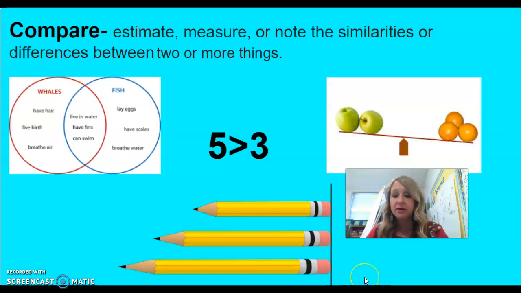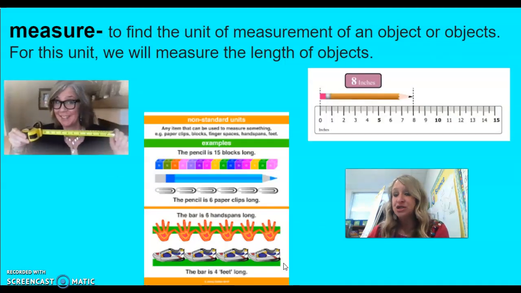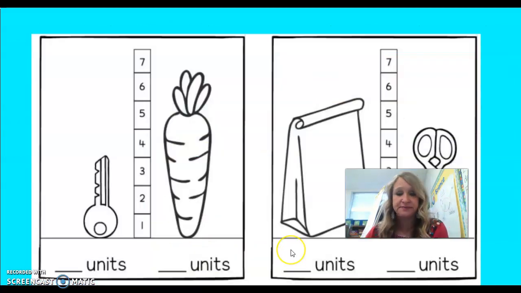Compare. Say compare. We can compare whales and fish and numbers and weights of objects, and we can compare how long or short they are, the different lengths of the objects. Measure. Say measure. To find the unit of measurement of an object or objects. For this unit, we will measure the length of objects.